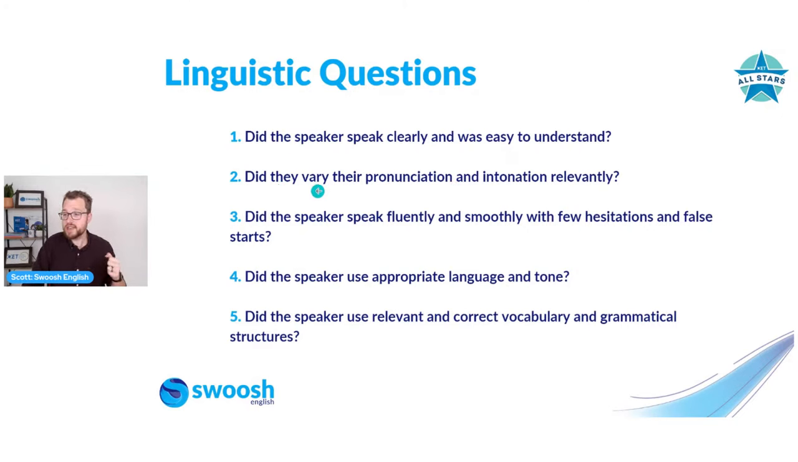The second question is, did they vary their pronunciation and intonation relevantly? So pronunciation is how we produce the various sounds of the English language, our consonants, our vowels, our diphthongs, our blends, etc. And then intonation is your pitch. Do you rise appropriately and fall appropriately, or remain flat as appropriate to convey expression, sympathy, ask questions, end a sentence, etc. Thirdly, did the speaker speak fluently and smoothly with few hesitations and false starts?